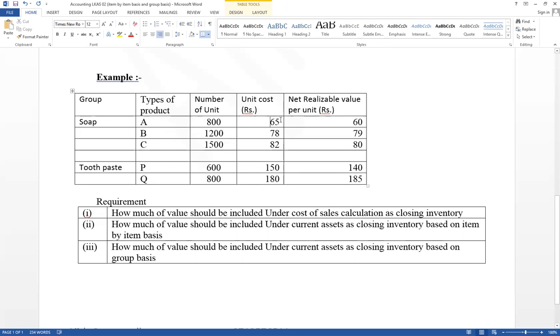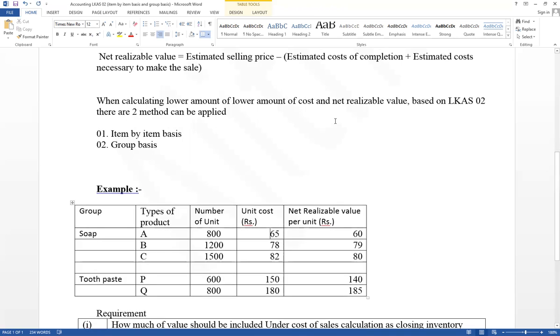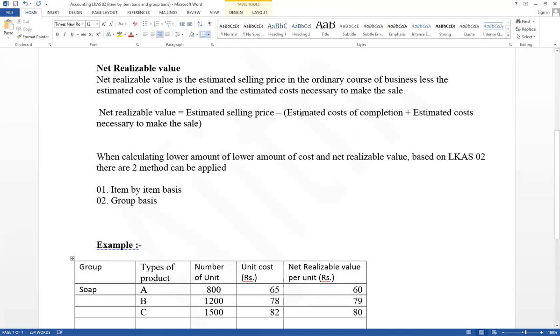And the cost value is given as cost per unit. It includes cost of purchase, cost of conversion, and other costs. If cost of purchase, cost of conversion, and other costs have been given separately, their total value should be considered as the unit cost. And net realizable value is also given per unit. If it has not been given, sometimes it has given estimated selling price and estimated selling expense as well as estimated further completion cost. If given separately, estimated selling expense as well as estimated cost of completion should be deducted from the estimated selling price.